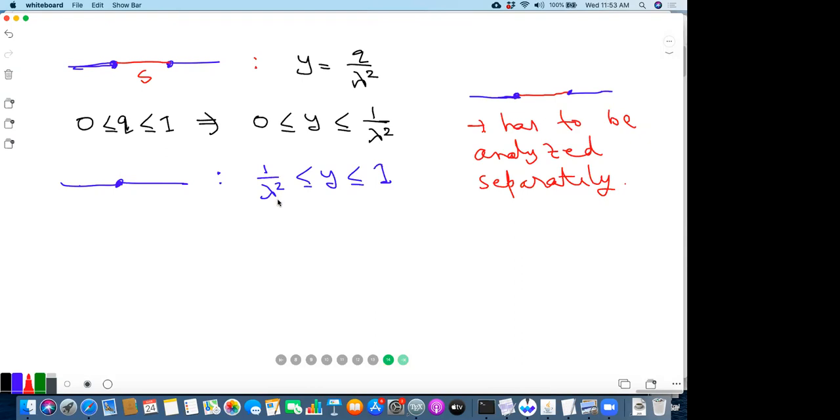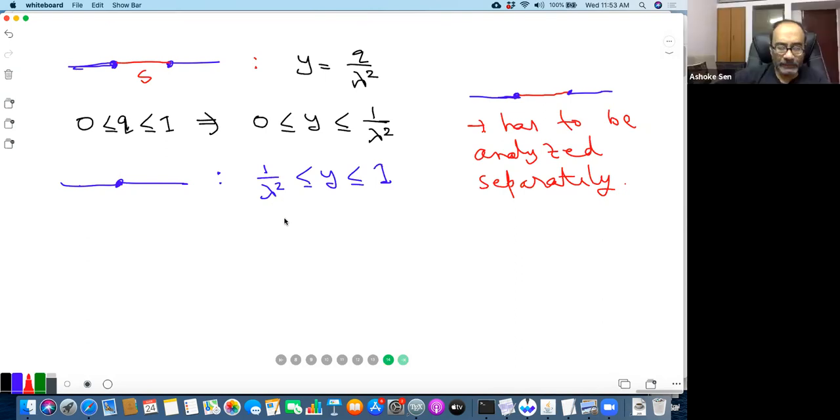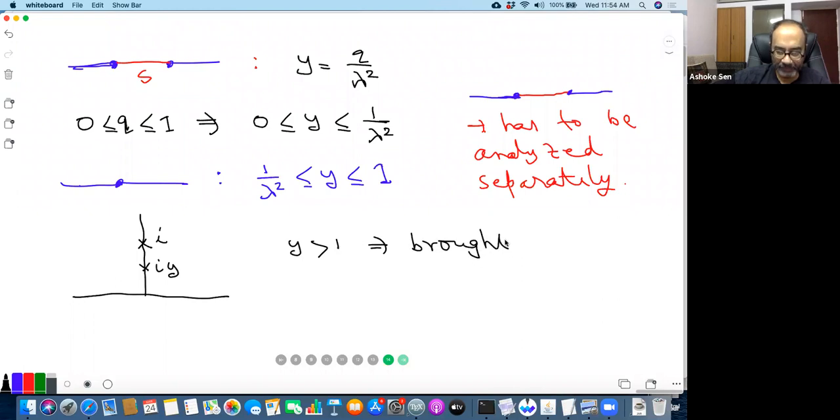I see. In BRY, there was also a contribution from y going to infinity? There is, because on the upper half plane, there is i and iy. If you take y larger than 1, which means it's on this side, this can be brought back to y less than 1 by z goes to minus 1 over z, which is an SL2 transformation. I see. So you only cover the range from 0 to 1. Right. Thank you.